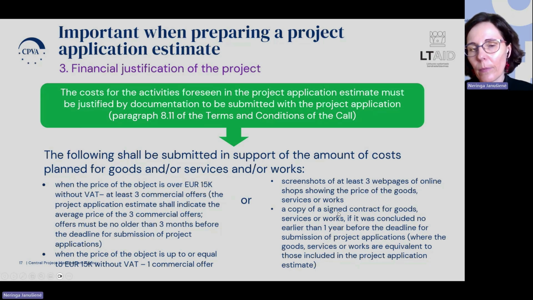Other documents: if you do not have commercial offers, you can submit screenshots of at least 3 web pages of online shops showing the prices of the goods, services, or works, or provide a copy of a signed contract for goods, services, or works, if it was concluded no earlier than 1 year before the deadline of submission of the project application, but this applies only when those goods, services, or works are equivalent to those included in the project application estimate.